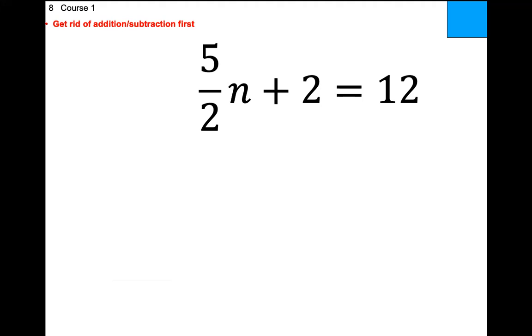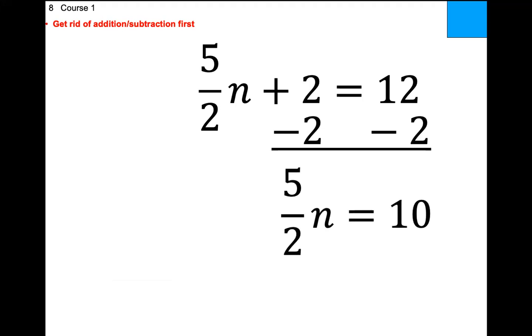All right, here we go. Keegan, recover from that burn and tell me what to do first here. This is box 8. Which one am I going to get rid of? 5 halves or 2? The 2. How do I get rid of plus 2? Subtract 2 from both sides. 12 minus 2 is 10.